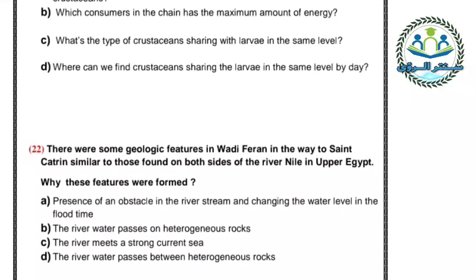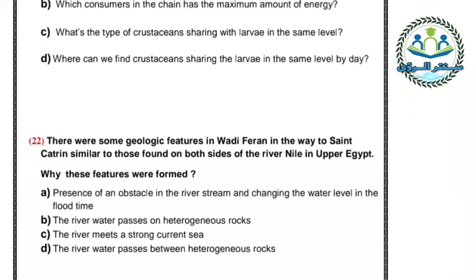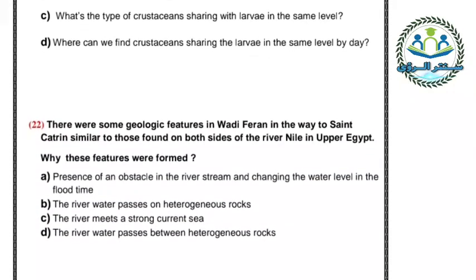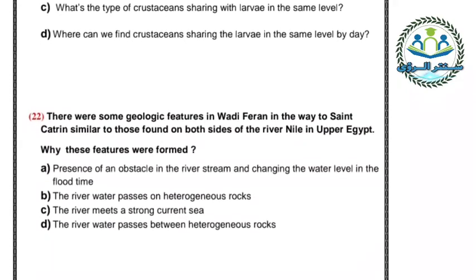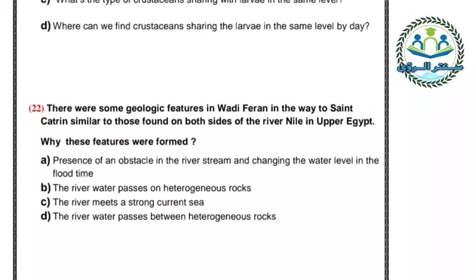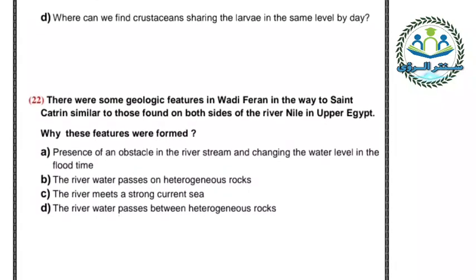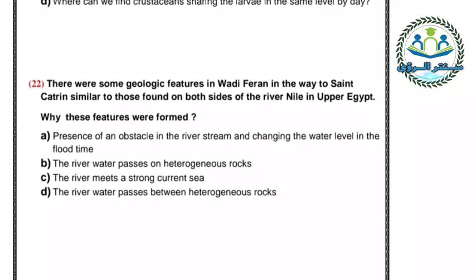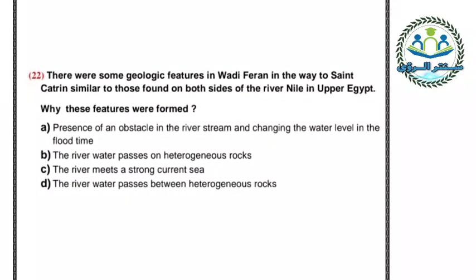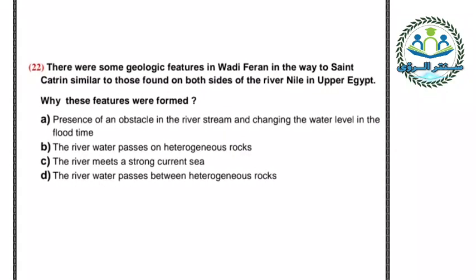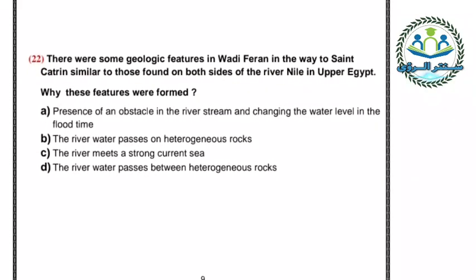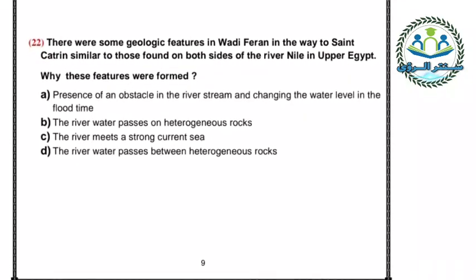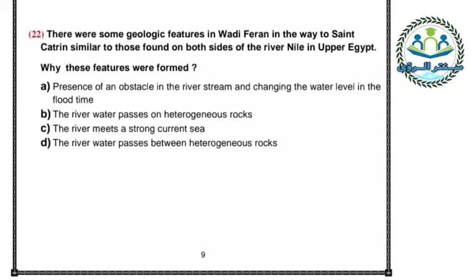22. There were some geologic features in Wadi Firan on the way to St. Catherine similar to those found on both sides of the river Nile in Upper Egypt. Why were these features formed? A. Presence of an obstacle in the river stream and changing the water level in the flood time. B. The river water passes on heterogeneous rock. C. The river meets a strong current. D. The river water passes between heterogeneous rocks.